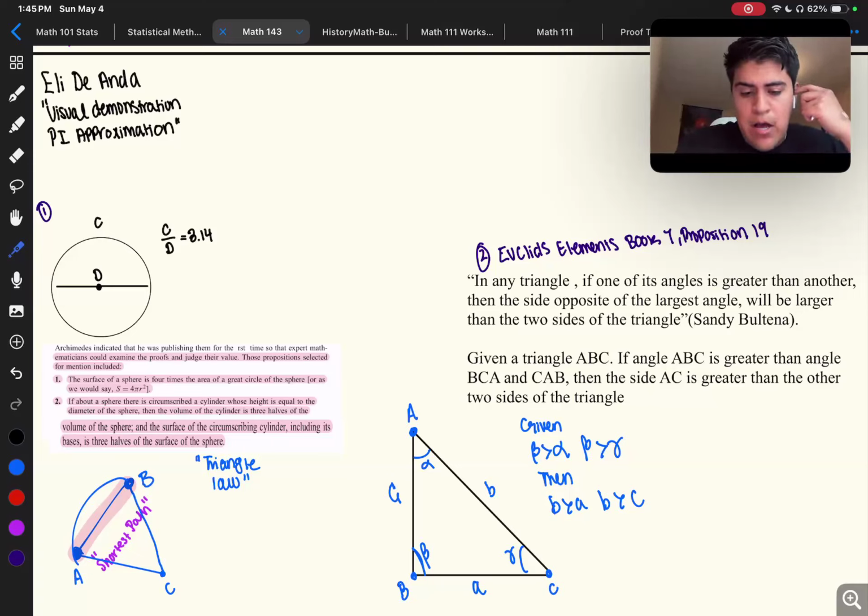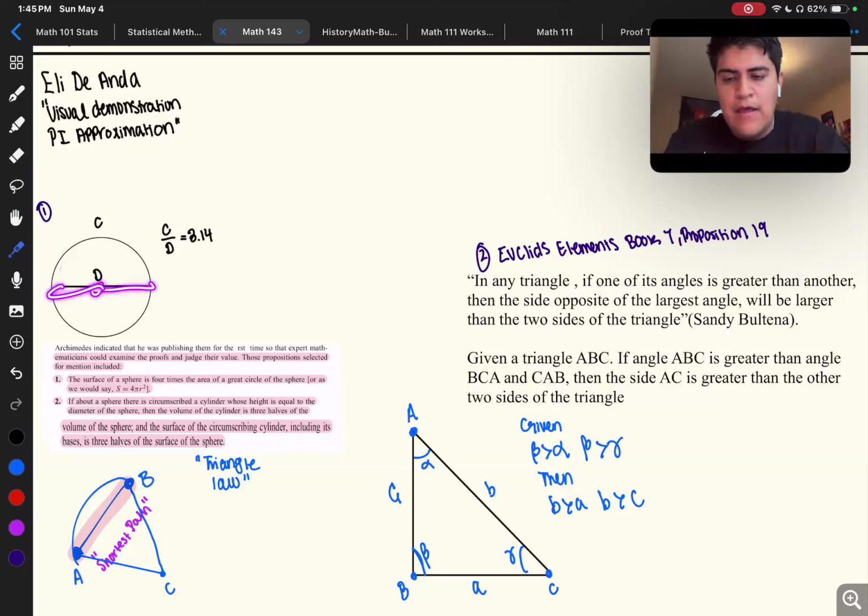Of course, we know that pi is a universal constant, and here's a diameter passing across a circle, passing through the center, and then we also have the circumference of the circle itself. And the ratio of these two lengths, circumference over diameter, is equal to 3.14.